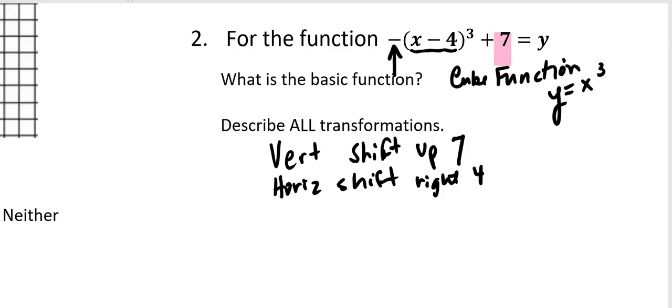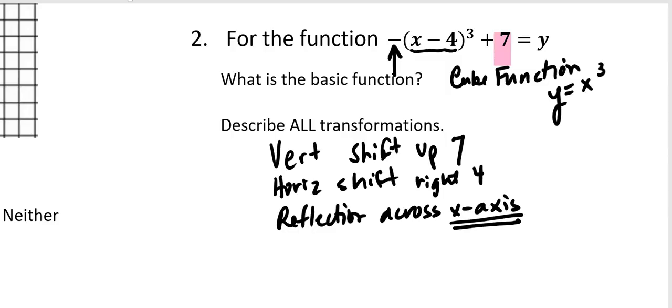It's a reflection. And since the reflection is outside of the x expression, we're going to say it's across the x-axis. Okay? And since it's across the x-axis, we are okay with our horizontal shift being right 4. Okay? Let's move on to our next problem.